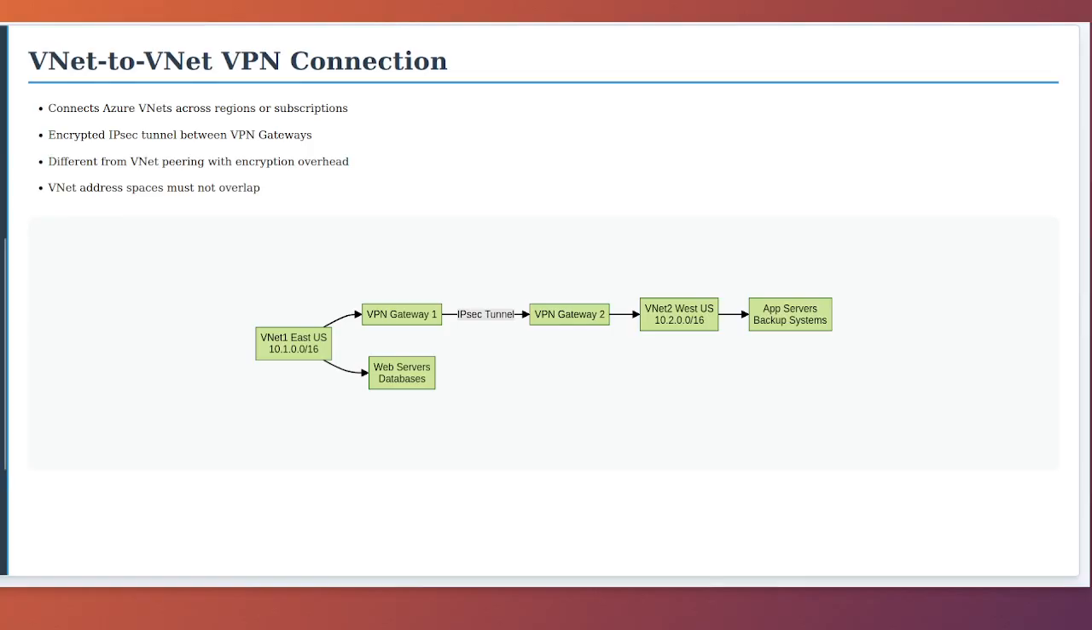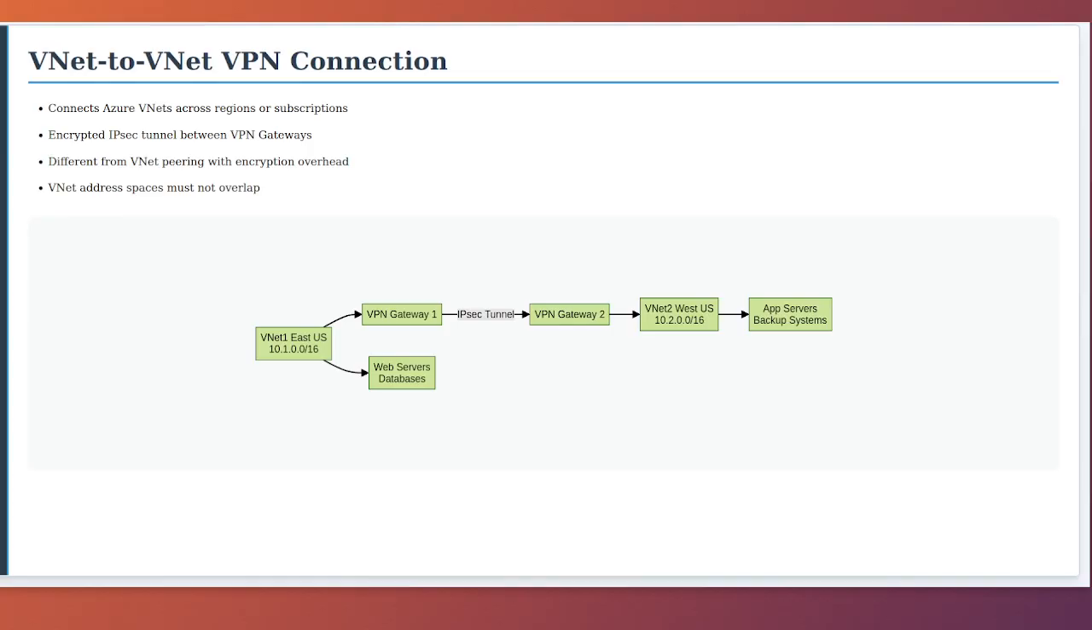VNet-to-VNet connections differ from VNet peering in several important ways. While VNet peering provides direct connectivity with higher throughput and lower latency by using Azure's backbone network, it creates a flat network space with no encryption. VNet-to-VNet VPN connections, on the other hand, encrypt all traffic using IPsec, providing an additional security layer. VPN connections have lower throughput compared to peering due to encryption overhead, but they offer the benefit of traffic isolation and compliance with regulations requiring encrypted traffic.